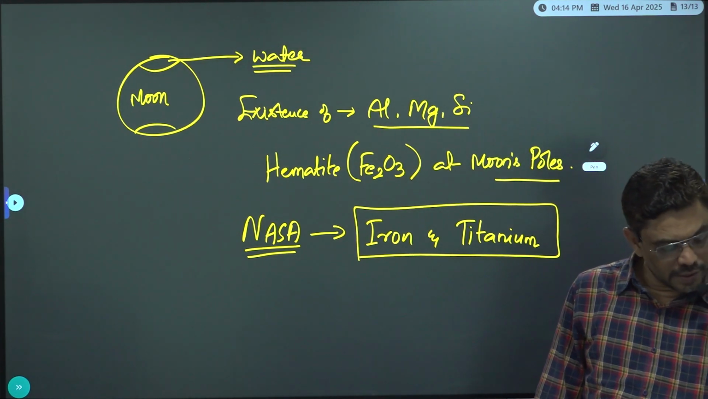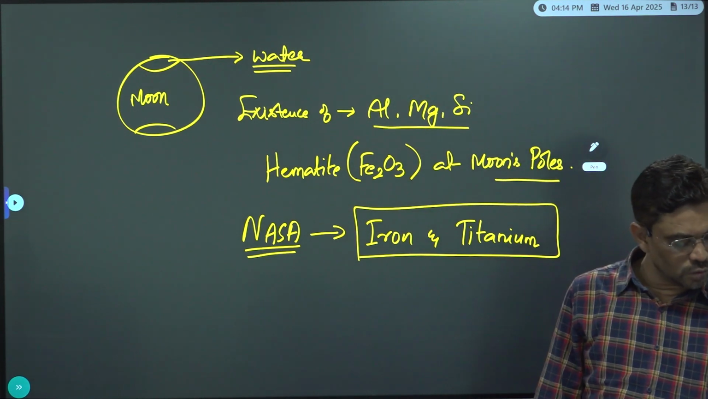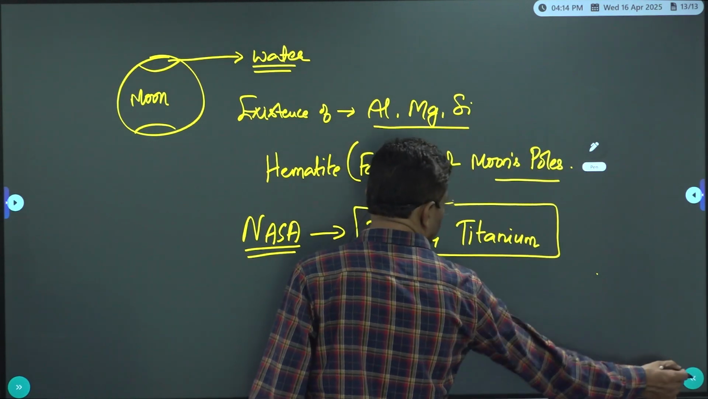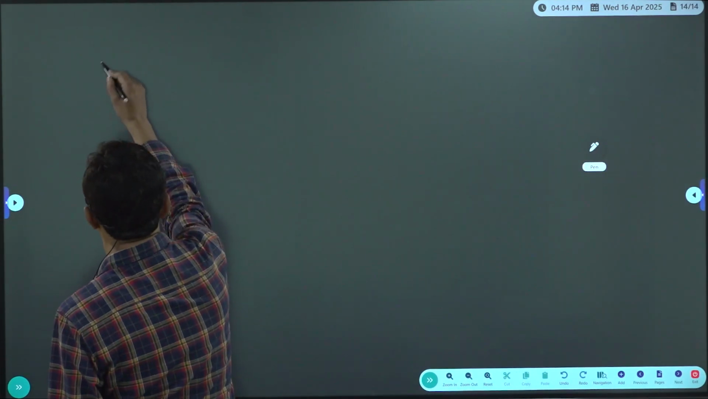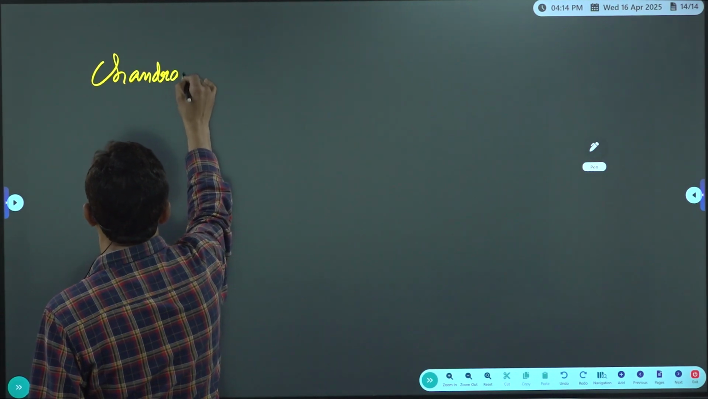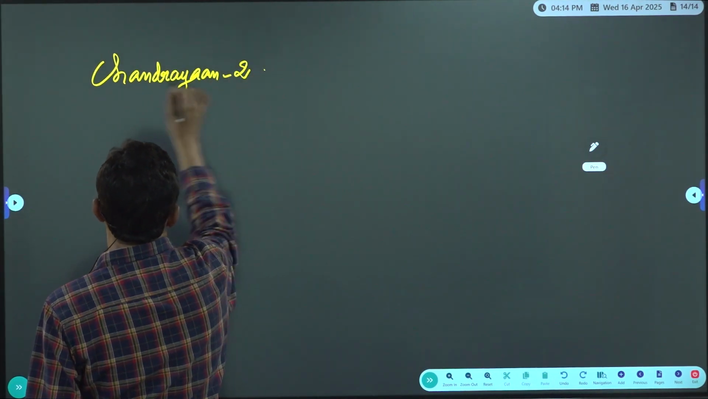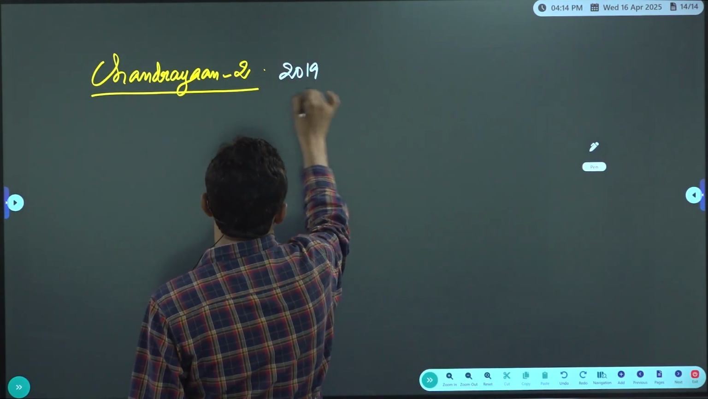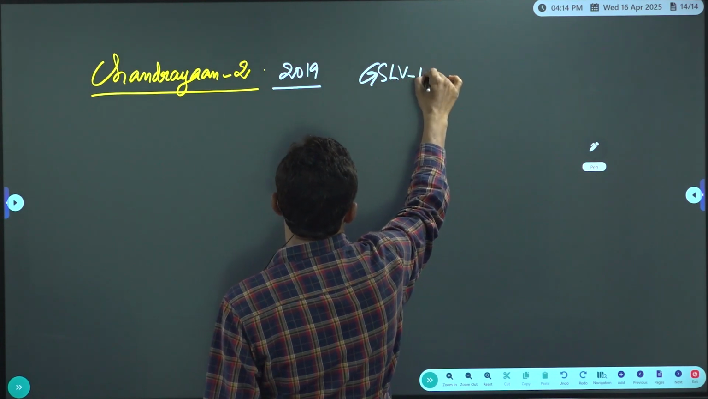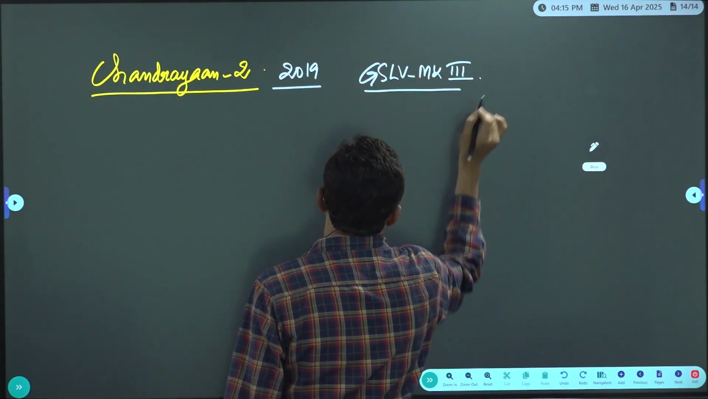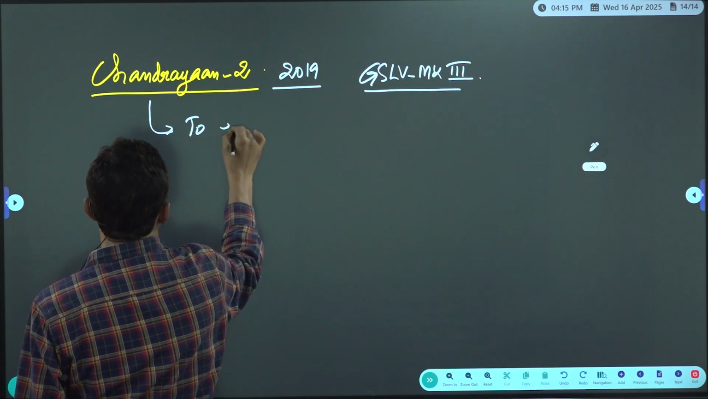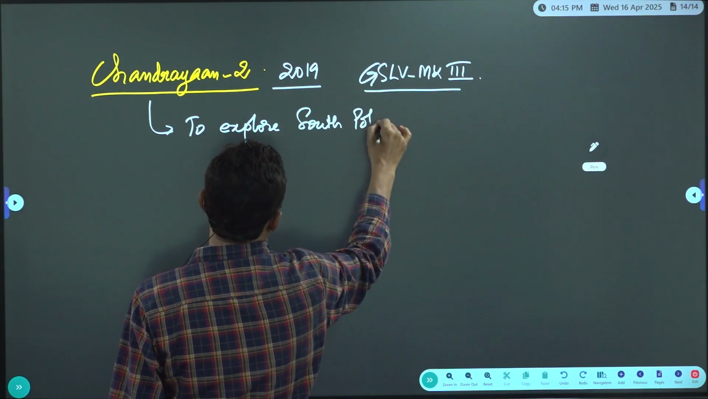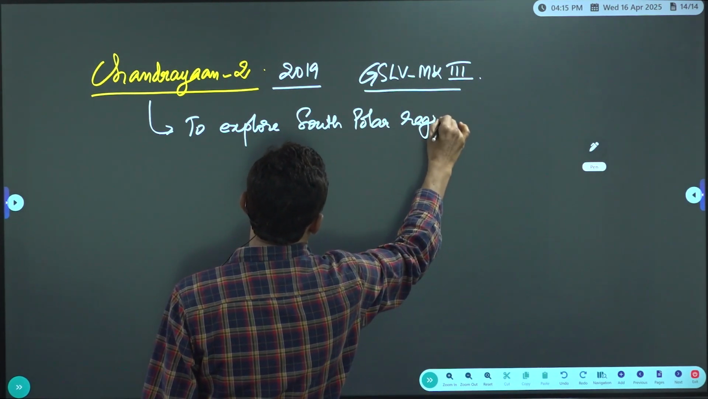Next, Chandrayaan 2. It was launched in the year 2019 by using GSLV Mk3. The main objective is to explore the South Polar region of the moon.